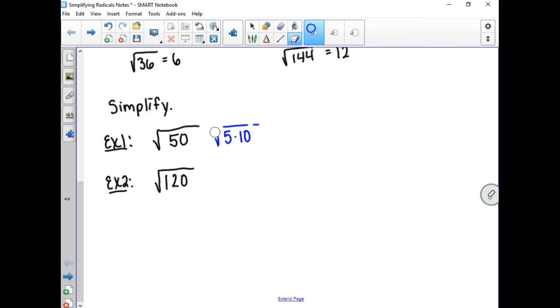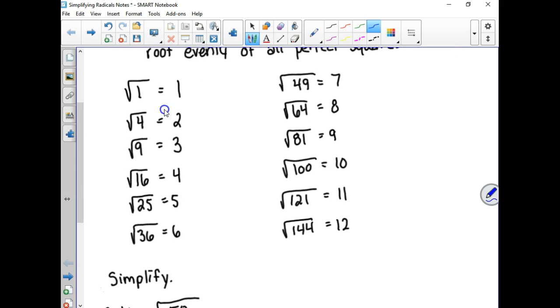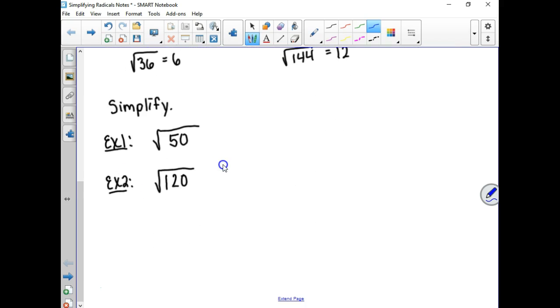So, rather, let's try to think of some perfect squares that we could use. And we see right here 25. So, I could write this as the square root of 25 times 2. And we can write these separately if we want: the square root of 25 times the square root of 2. That is a property of a radical. We can split them apart whenever they're multiplied like this. And we know that the square root of 25 is 5, so we would write this as 5 times the square root of 2. So square root of 50 equals 5 square root of 2.